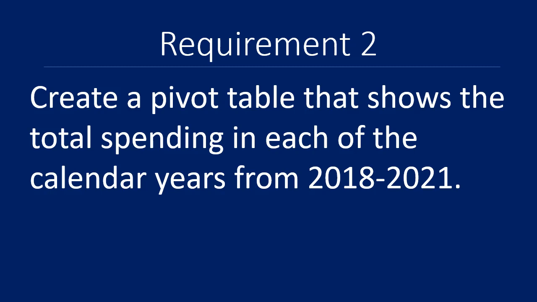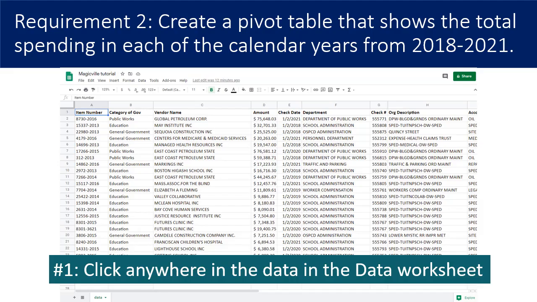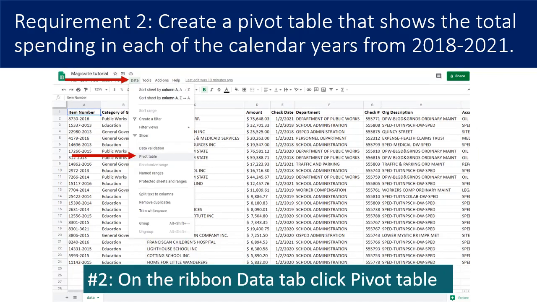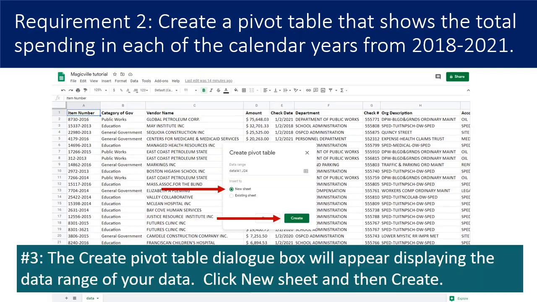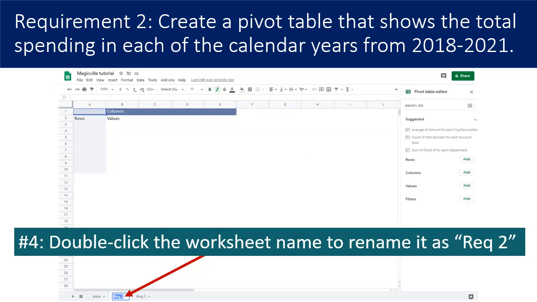Requirement 2. Create a pivot table that shows the total spending in each of the calendar years from 2018 to 2021. The first step is to click anywhere in the data worksheet. On the Ribbon Data tab, click Pivot Table. The Create Pivot Table dialog box will appear displaying the data range of your data. Click New Sheet and then Create. Before we go any further, double-click the Worksheet Name tab and rename it Requirement 2. That will help to keep track of the different pivot tables.